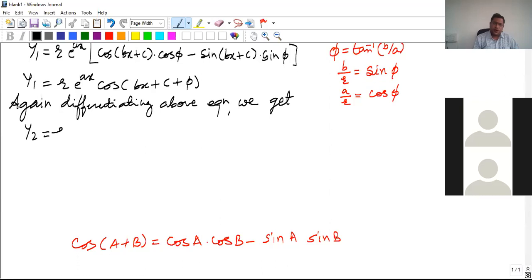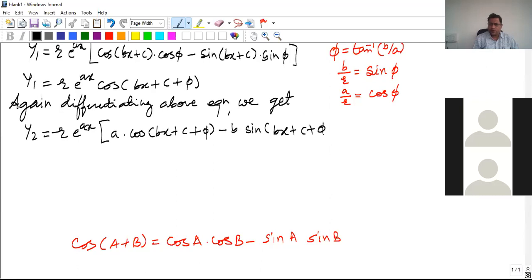So what we'll have? We'll have y2, and this is r, this is e raised to ax, this is a cos of bx plus c plus phi minus b sine of bx plus c plus phi. Is that okay? What I did is I have taken this r as constant, so e raised to ax I have taken out. And the derivative of e raised to ax is a into e raised to ax, so this a is here. The derivative of cosine is again b sine of bx plus c with the minus sign plus phi. And this e raised to ax I have taken again.